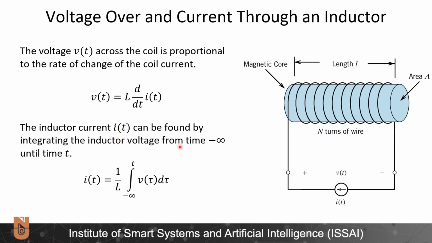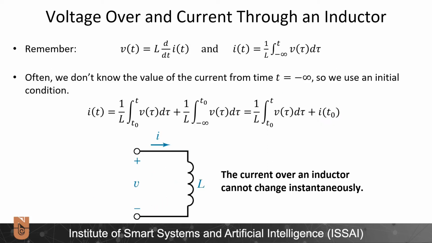The inductor current i(t) can be found by integrating the inductor voltage from time minus infinity until time t, and the mathematical expression is shown here. i is equal to 1 over L, an integral from minus infinity till t, v of tau d tau, tau being a dummy variable for the time. Remember, the current through an inductor is given with this integral, which is from time minus infinity till time t.